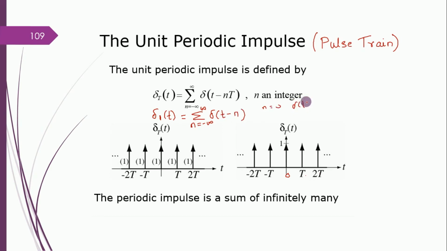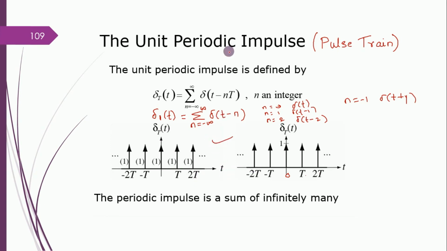Delta of t you get. If I supply n is equal to 1, you will get delta of t minus 1. If n is equal to 2, you will get delta of t minus 2. If n is equal to minus 1, you will get delta of t plus 1. So everywhere you will be having impulses. And at what time intervals will you have them? At every T, and T will be decided by us. Here it is 1, meaning at every 1, 2, 3, 4, like that.